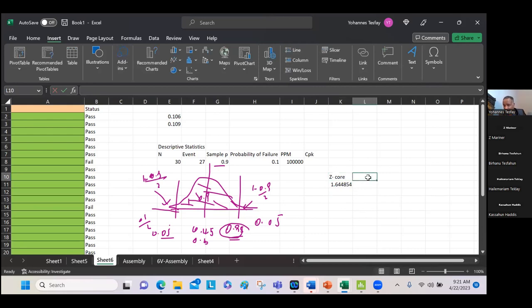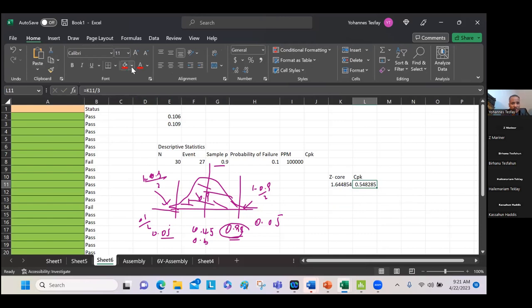So from z score, this is a sigma level, and how much is CPK? CPK is z score divided by 3, isn't it? This equals to this one divided by 3. Then you're going to have this. So now, through this binomial test, how much CPK have I got? I got 0.54. But like that needs improvement.